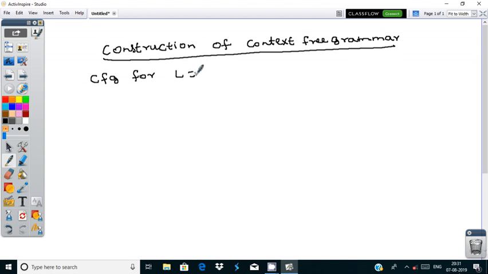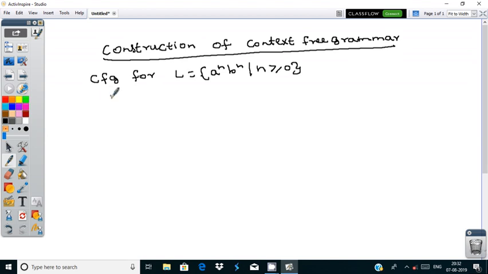Let us construct a context-free grammar for the language a to the power of n, b to the power of n, where n is greater than or equal to 0. We are supposed to construct a context-free grammar for this string pattern. The minimum value of n is 0, which means there is a possibility of generating epsilon. So let us understand what kind of language can be generated from this string pattern.